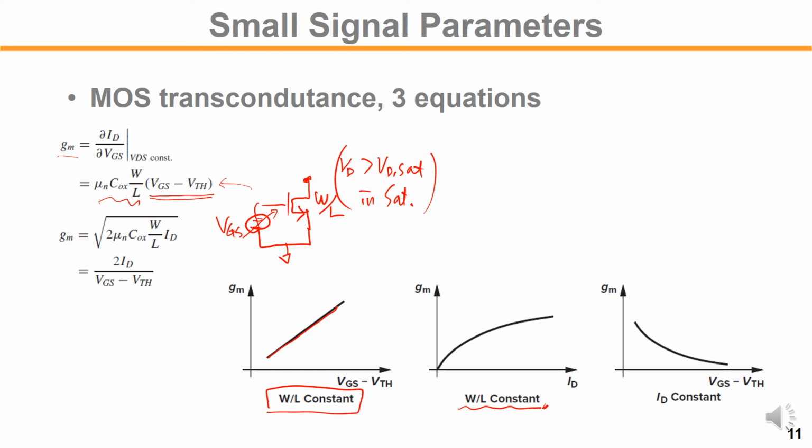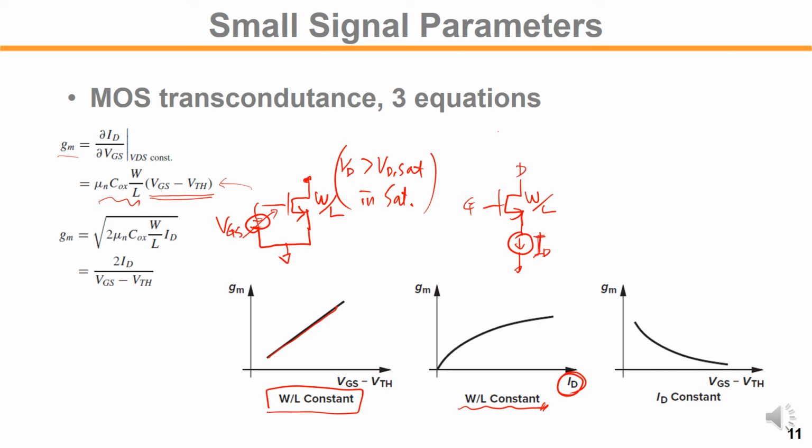That's one case for W over L constant. No, I'm sorry, W over L is constant, but the ID is varying. For example, in case you want W over L to be constant and you want to change the current through the device. So ID here, the current through this device, is ID, right?